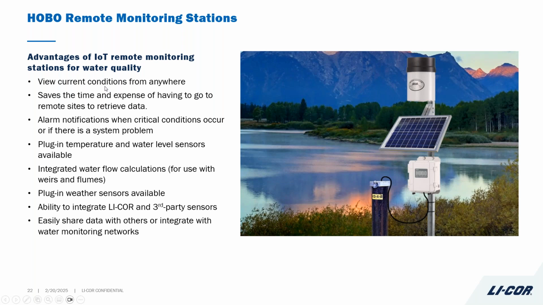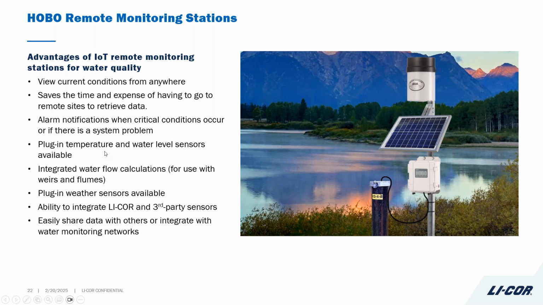It allows you to view current conditions at your sites from anywhere you are, and you can have all your sites together. You even have a map view in our software, so you can see how the conditions compare at different sites. It saves the time of having to go out to the field to offload your data. You can get alarm notifications if critical limits are reached or if there's a system problem.